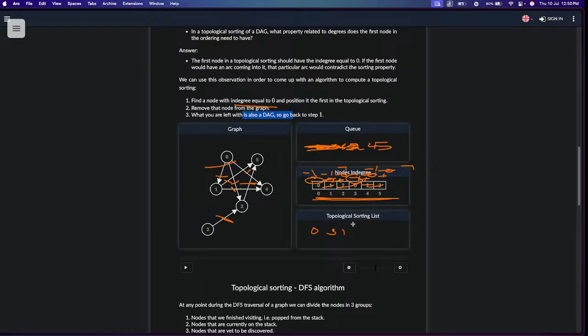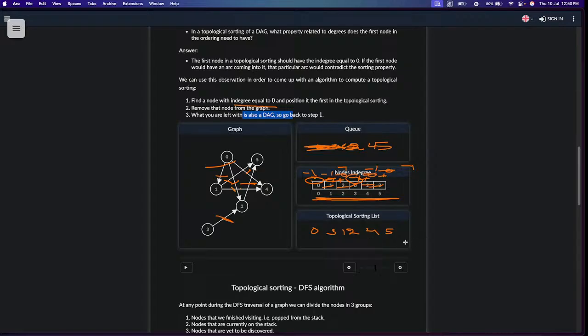2 over, come over here. 4, well, interestingly there's nothing to break over here, so well, you want to keep the 4. And then 5 is also nothing. So you have your 0, 3, 1, 2, 4, 5 as a topological sort.